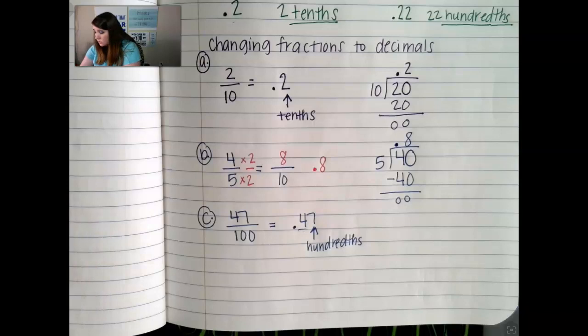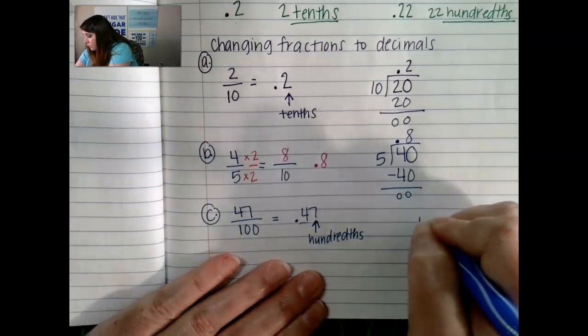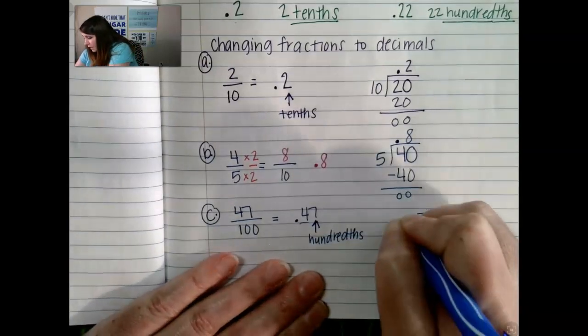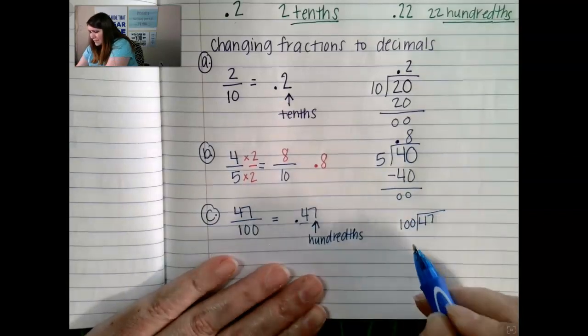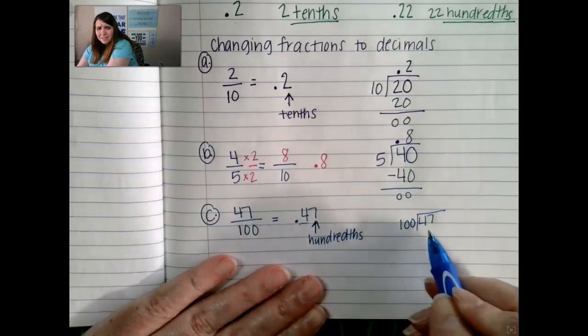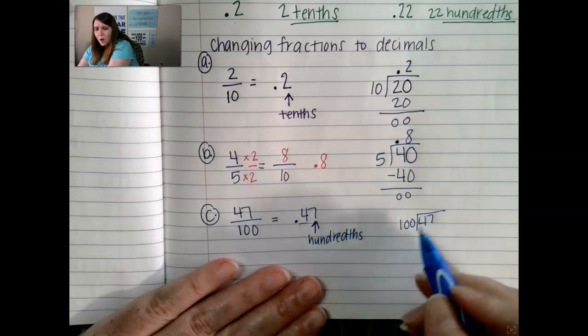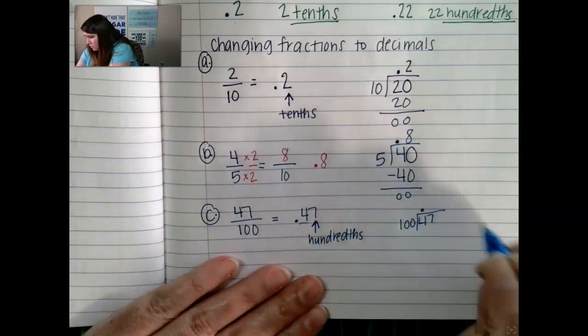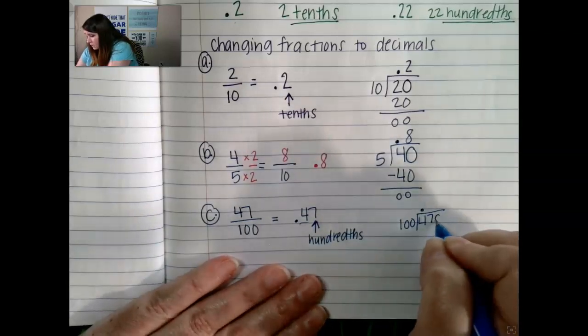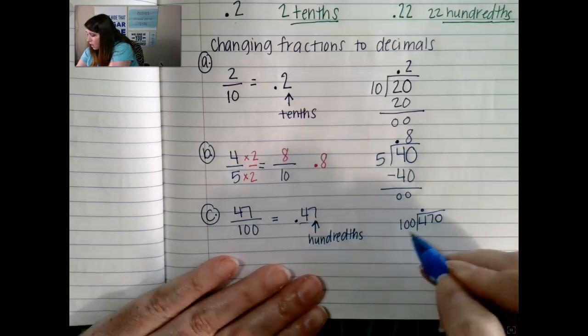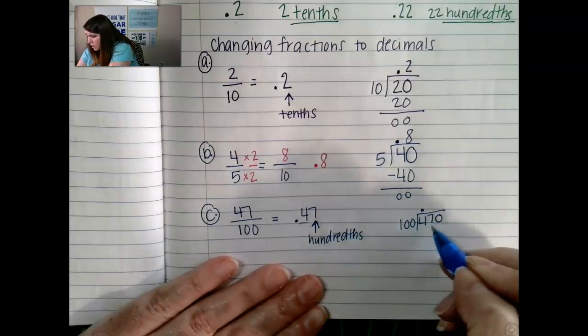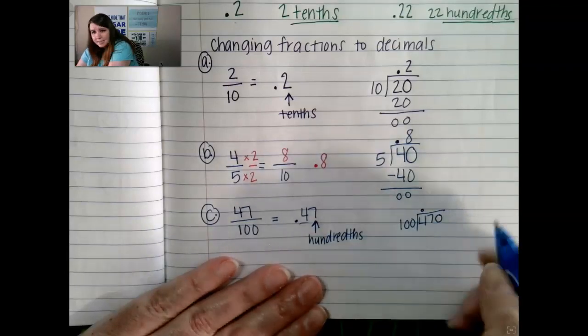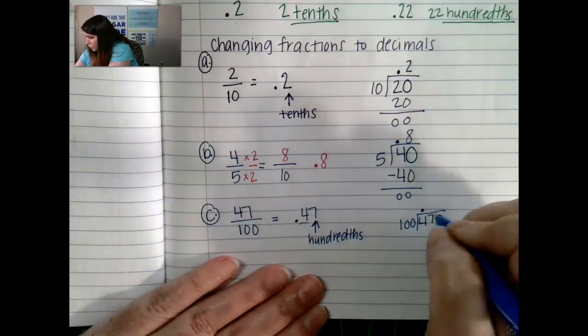I could also use division again. So I could also use division and say 47 divided by 100. Well, I know that 47 is smaller than 100, so I need a decimal right away. And I'm going to add a 0. Well, 100 can go into 470 4 times.